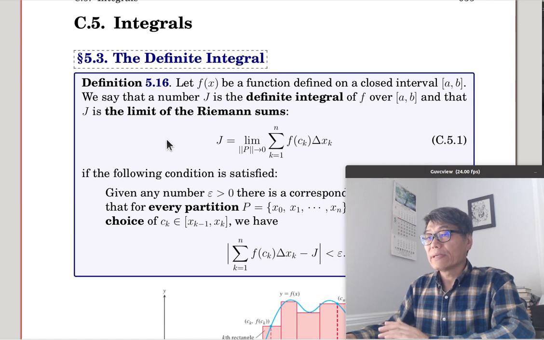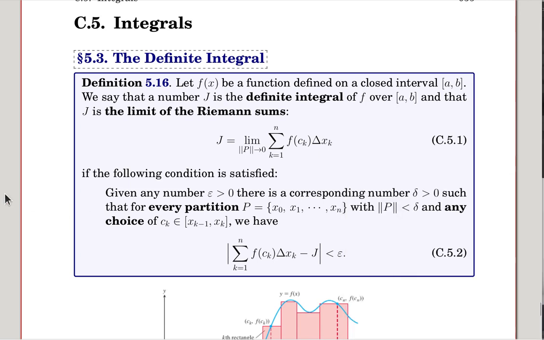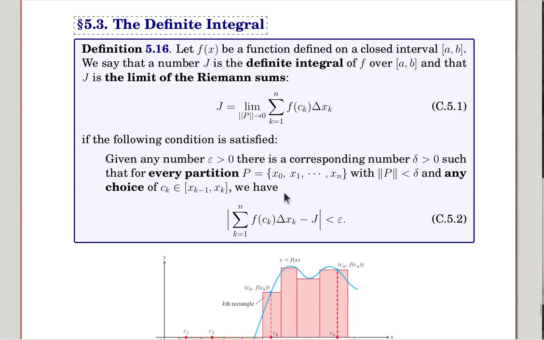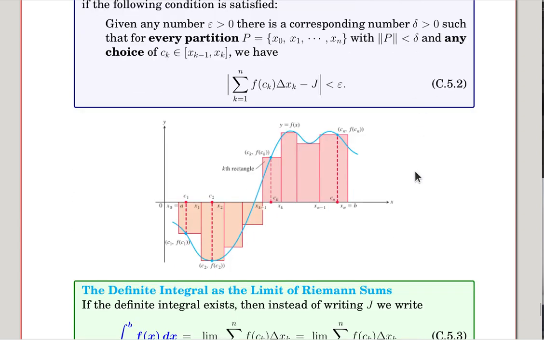The definite integral is defined as the limit of the Riemann sums. Here, once for every choice of a partition and every choice of point in each subinterval ck, the Riemann sum is converging to a number J, then we say the limit J is the integral of f over a to b. The Riemann sum is made in this way.